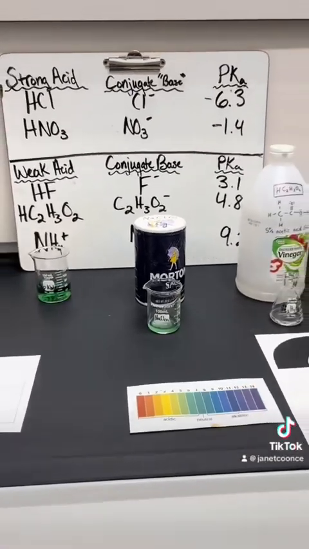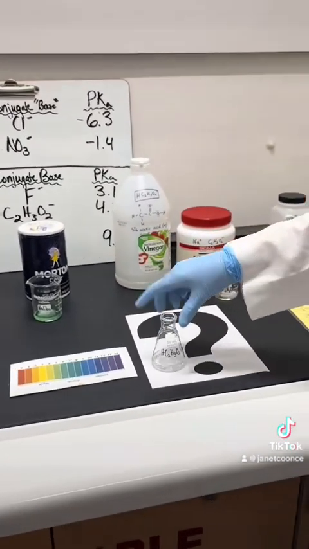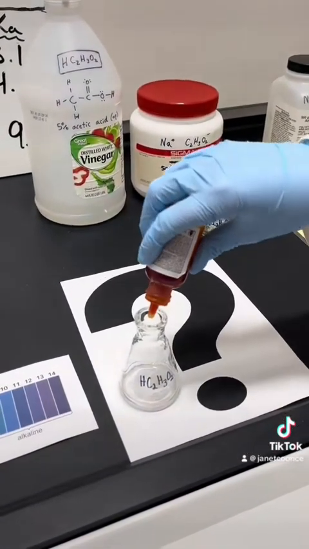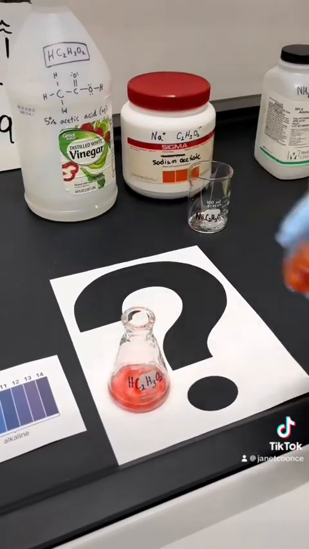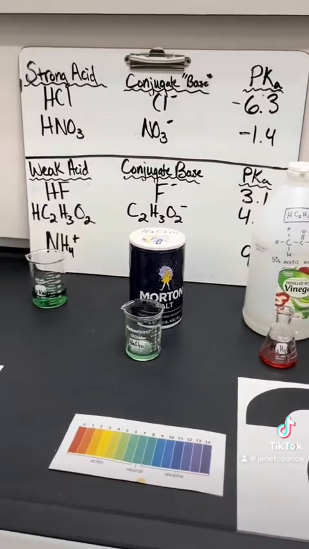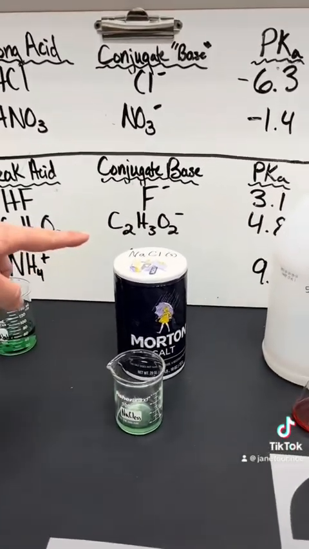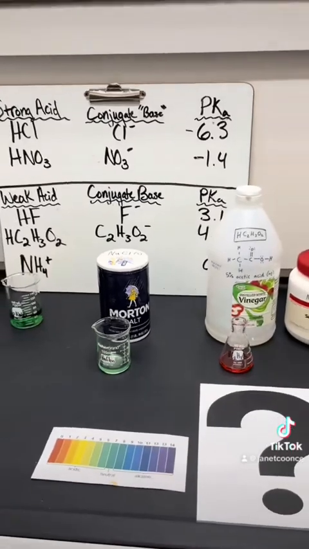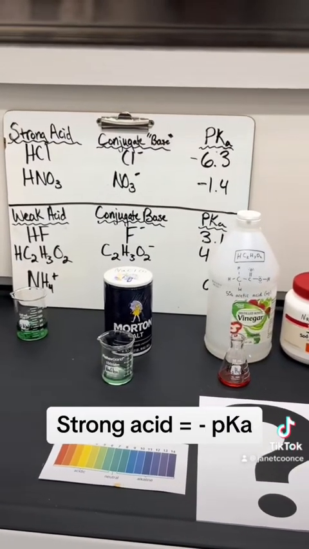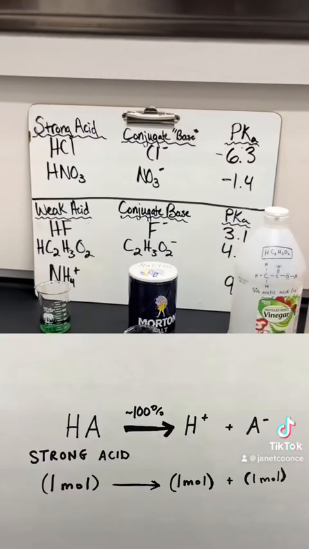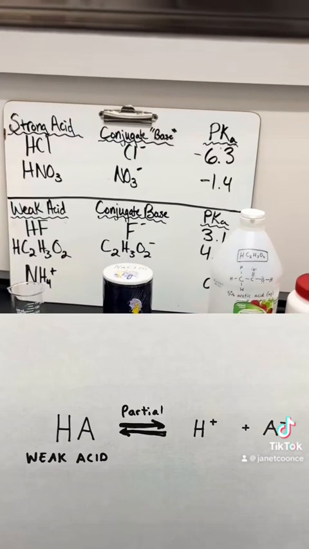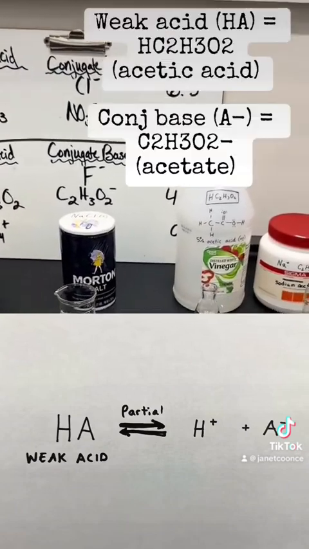And now let's see what happens when we take vinegar. Vinegar is acetic acid, 5% solution. It's aqueous, meaning dissolved in water. But we say it's a weak acid because it only partially splits up into the ions H plus and C2H3O2 minus. So strong acids have a negative pKa and they dissociate 100%. So 1 mole of HCl is 1 mole of H plus. But a weak acid, 1 mole of acetic acid is not 1 mole of that acetate.